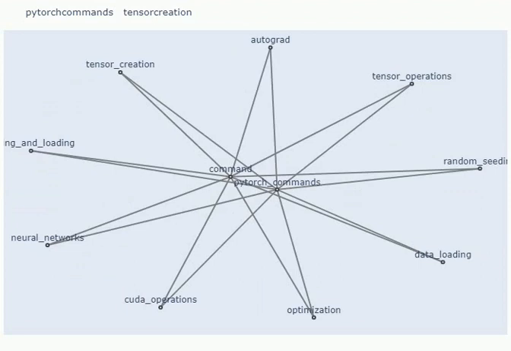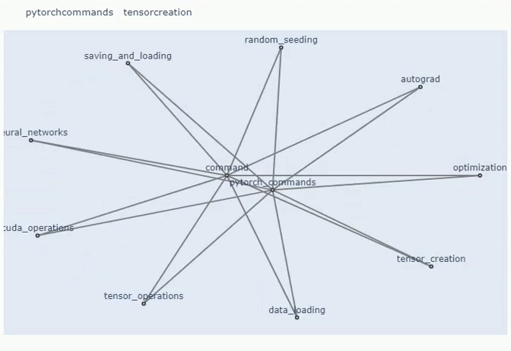Random seeding. Command: torch.manual_seed. Description: sets the seed for generating random numbers. Command: torch.cuda.manual_seed. Description: sets the seed for generating random numbers for the current GPU. Command: torch.cuda.manual_seed_all. Description: sets the seed for generating random numbers for all GPUs.